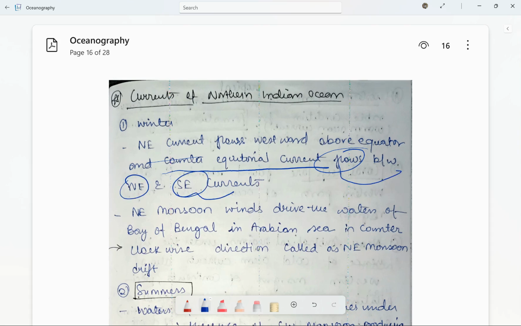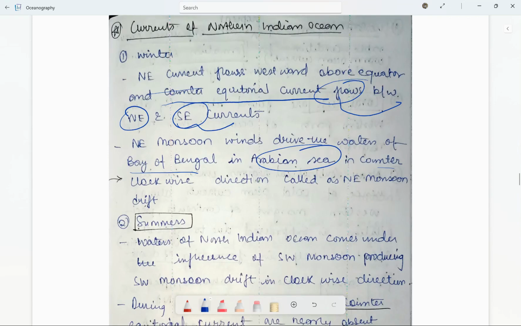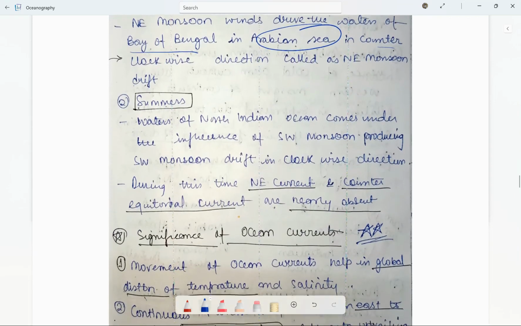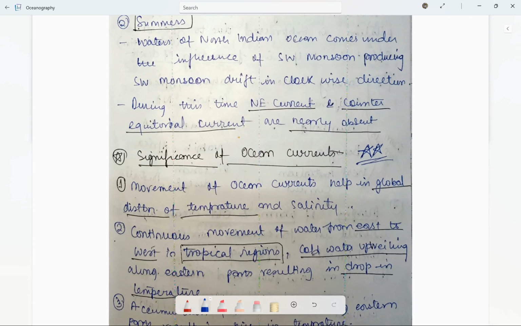नॉर्थ ईस्ट मानसून विंड ड्राइव करता है द वाटर ऑफ बे ऑफ बंगाल इन द अरेबियन सी इन क्लॉकवाइज डायरेक्शन, जिसको हम नॉर्थ ईस्ट मानसून ड्रिफ्ट बोलते हैं. ड्यूरिंग दिस टाइम नॉर्थ ईस्ट करंट और काउंटर इक्वेटोरियल करंट आर एब्सेंट. सिर्फ हमको साउथ इक्वेटोरियल करंट देखने को मिलता है.